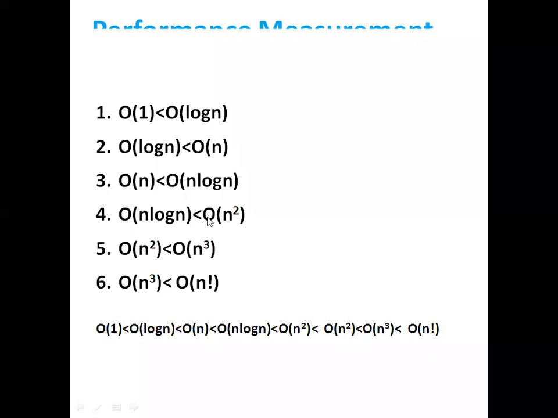Order of n log n is always less than order of n square. Order of n square is always less than order of n cube. And order of n cube is always less than order of n factorial. These 6 statements can be combined as order of 1 is less than order of log n is less than order of n is less than order of n log n is less than order of n square is less than order of n cube is less than order of n factorial.